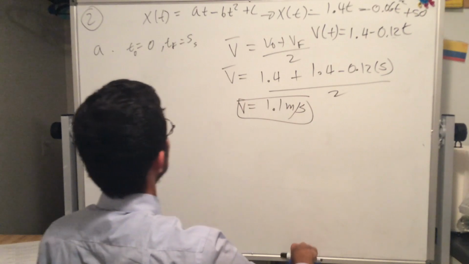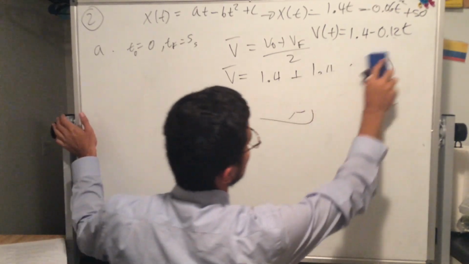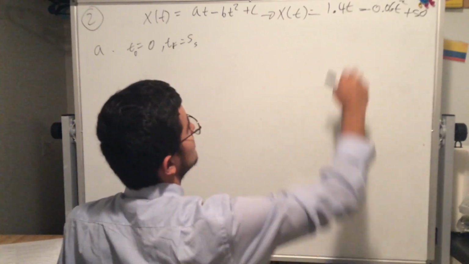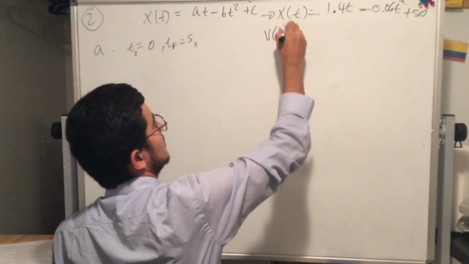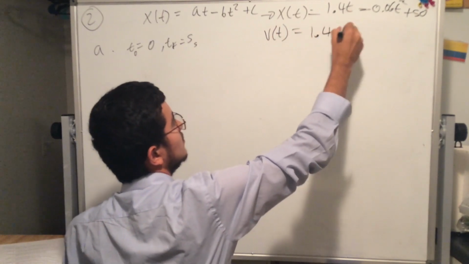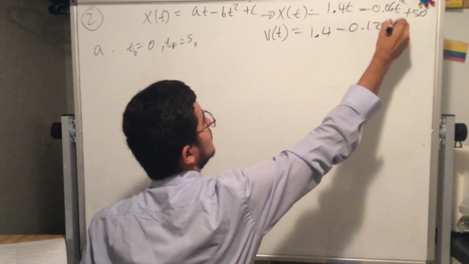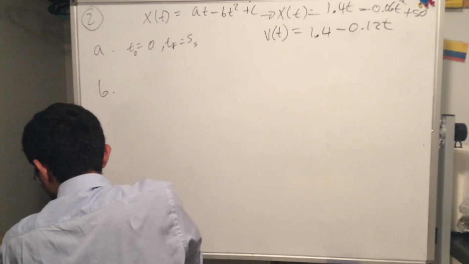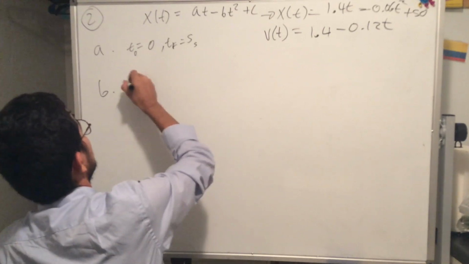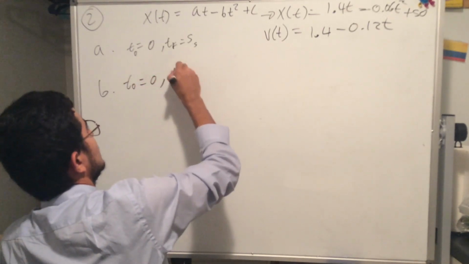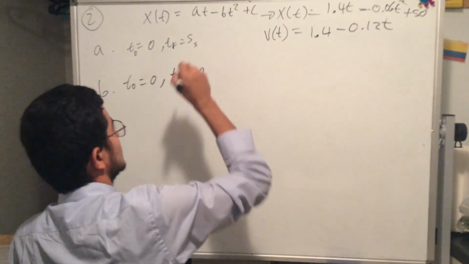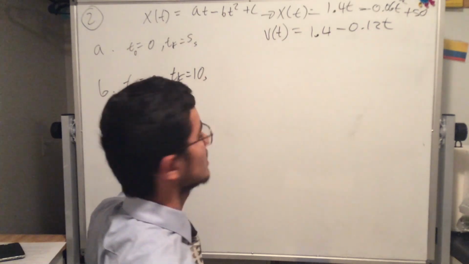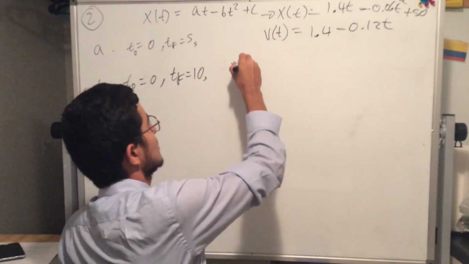Okay, let's move on to part B. Oh, I shouldn't have erased the velocity function. Let's write it out here again. For part B, we have the time interval from 0 to 10 seconds, so t0 is 0 and t final is 10. We're going to evaluate the average velocity in the time interval from 0 to 10 seconds.